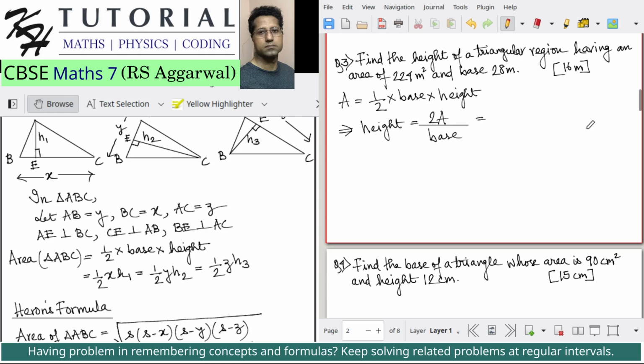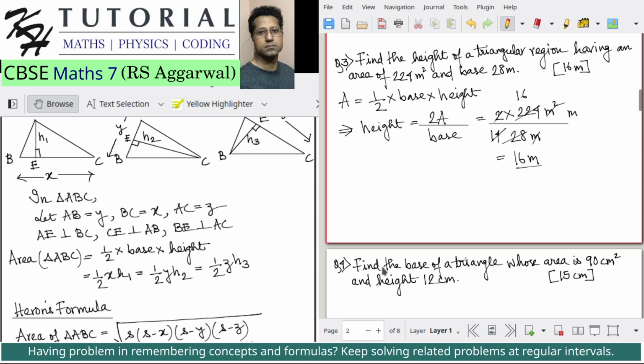So height is equal to 2 times area divided by base. This is equal to area given as 224 meter square divided by base 28 meter. So meter will cancel, we have meter, and 2 cancels 28 with 14, and 14 divides 224 how much times? 16. So this should be 16 meter. So the height is 16 meter.